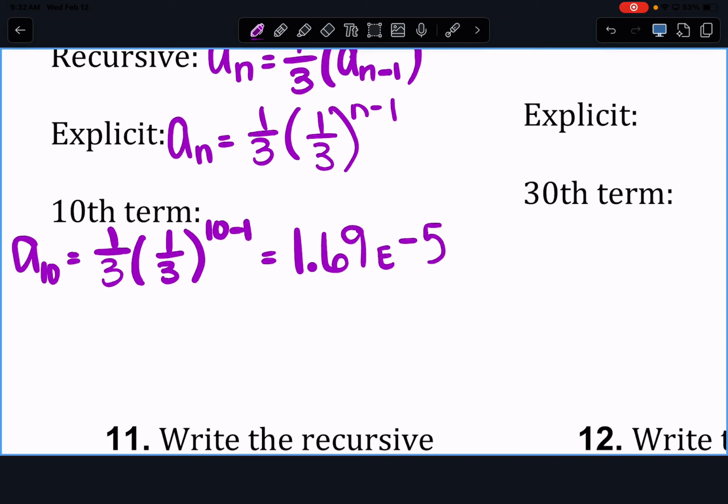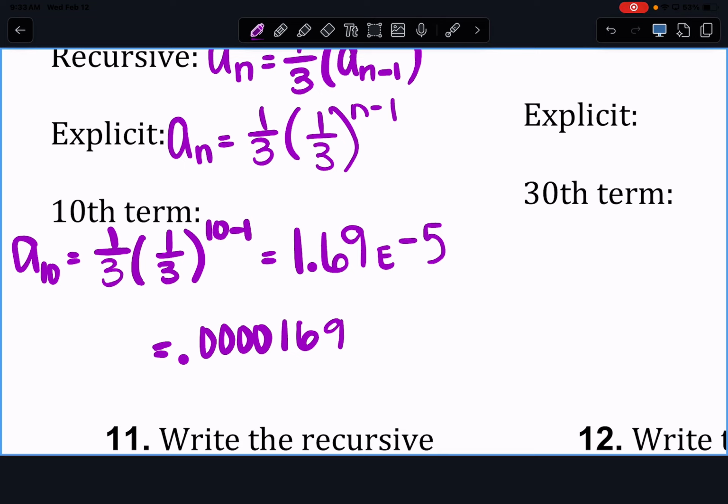Perfect. That right there just tells me my decimal place moves 5 times to the left. So that is the same thing as saying 0.0000169. Yeah, that's all that means. All right, and how tiny of a number is that? Pretty small. Really tiny, right? Because if I keep going times 1/3, times 1/3, times 1/3, it's going to keep getting smaller and smaller and smaller.